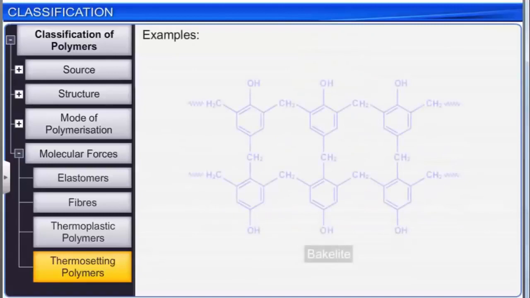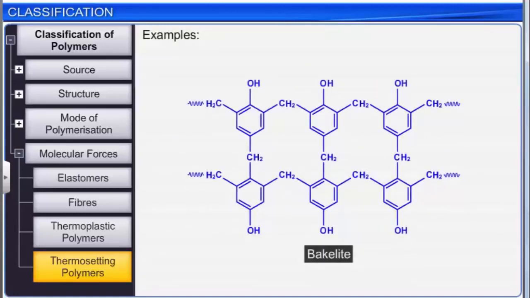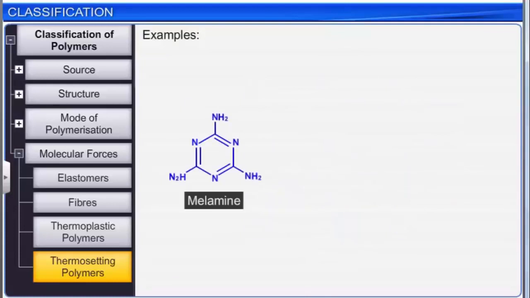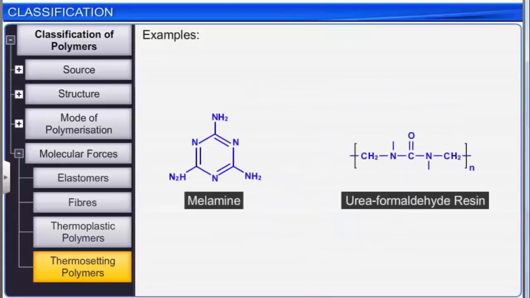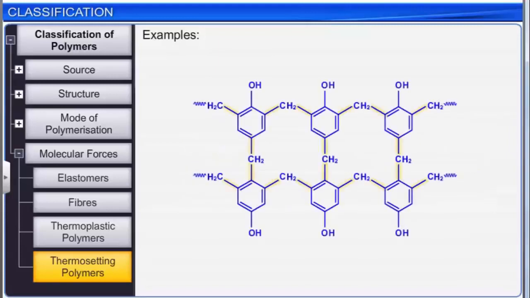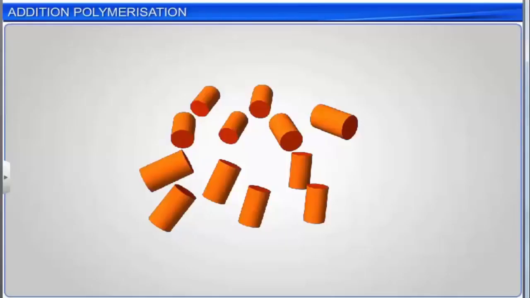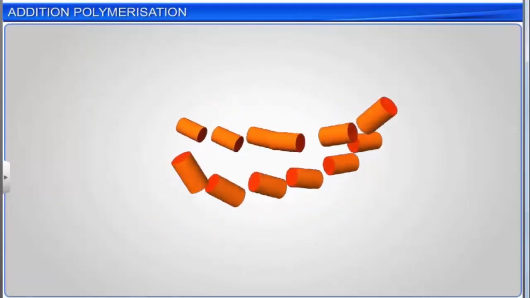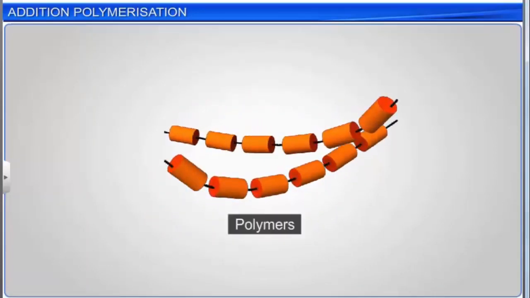Examples of thermosetting polymers are bakelite, melamine, and urea formaldehyde resin. Notice the extensive cross-linking shown in the structure of the bakelite resin. You already know that the process of joining many small molecules or monomers together to form very large molecules or polymers is called polymerization.